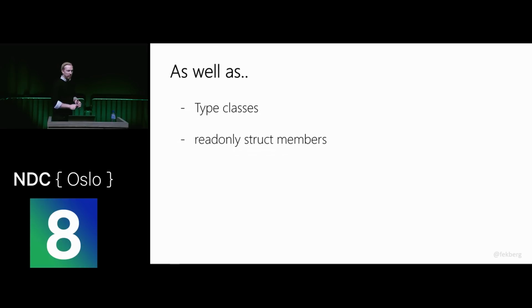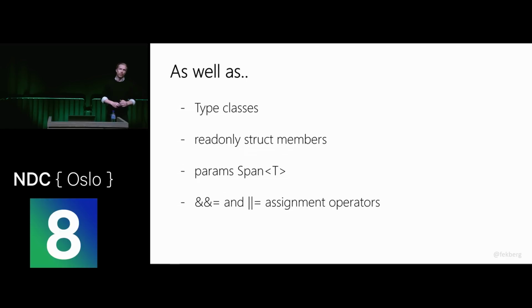Then they're introducing something called read-only struct members, params of span of T, and is equal and or is equal assignment operators. And if we just look through the features that they want to add to the language, there's a whole bunch of things they're going to add, right? Is anyone expecting all of these to show up in C# 8?